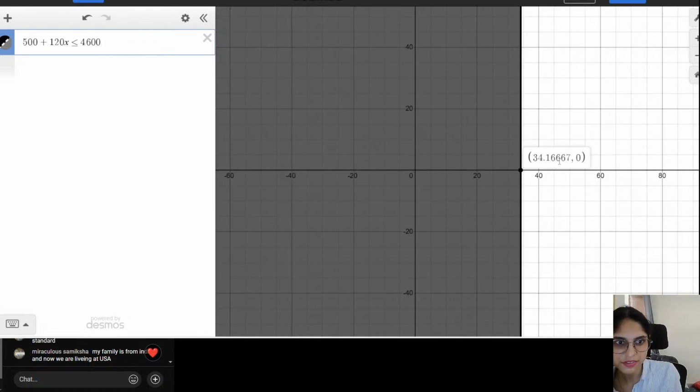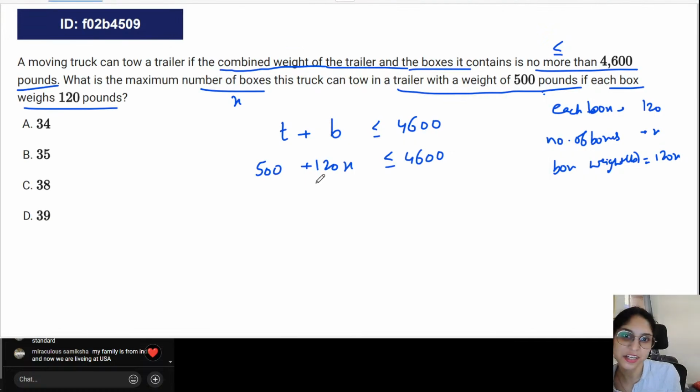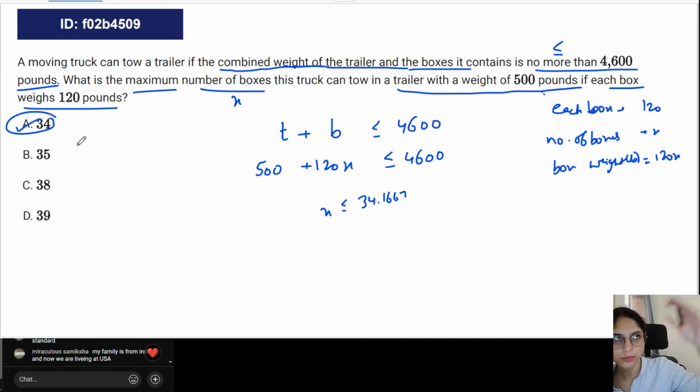The maximum value is 34.166. Again, the number of boxes can't be 34.166, so it has to be lesser than that. So it has to be 34. Maximum means you have to take the lesser value, minimum means you have to take the bigger value. I hope you will get some of those questions also.